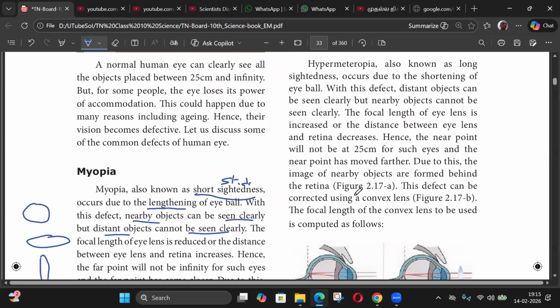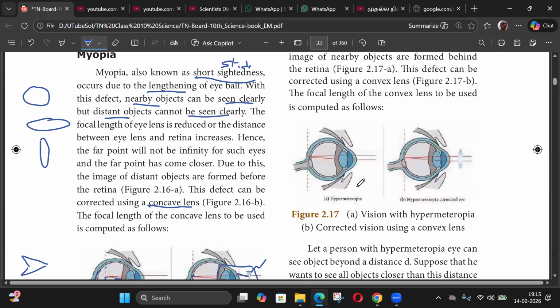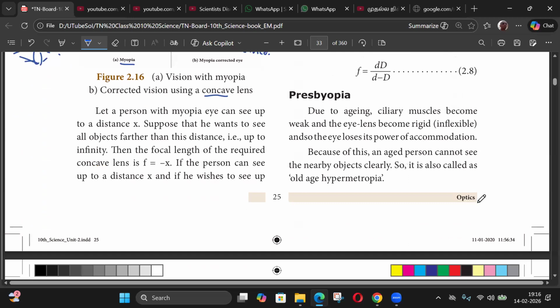And for older people, it's the other way around: the image forms beyond the retina, so the convergence is less. To increase the convergence, put a convex lens in front. So this is for old people. They cannot read the book, but they can see distant objects.